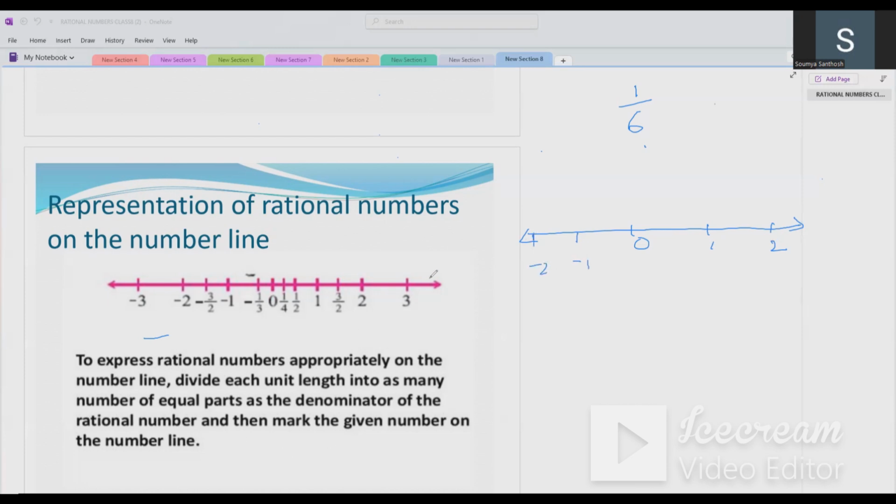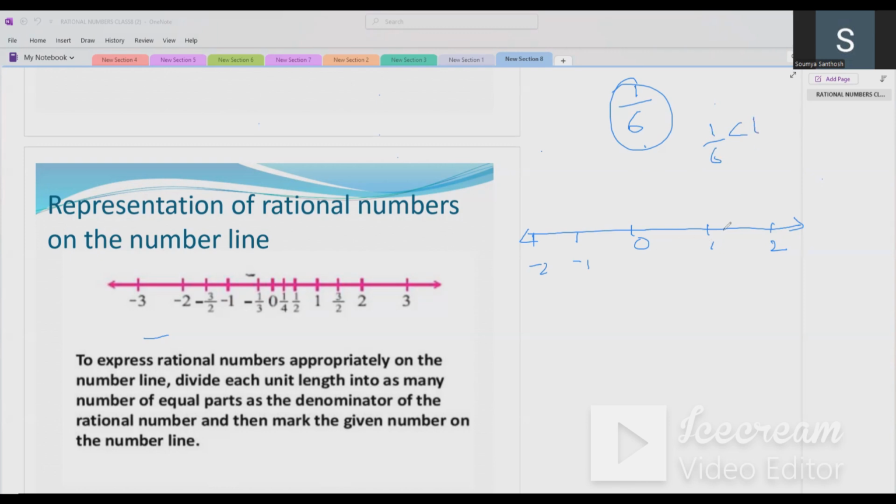Now what we need to mark? We need to mark 1/6. Any proper fraction's value will be what? Always lesser than 1. Correct? So definitely it's a positive number. So it will be after 0, but the value of 1/6 is always lesser than 1. So it is between 0 and 1.